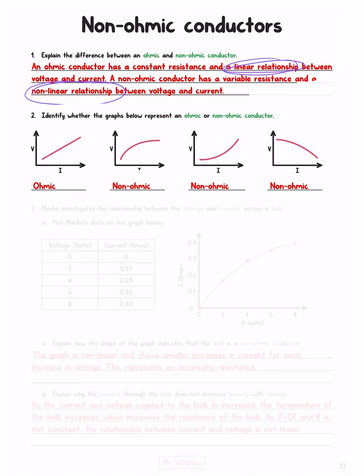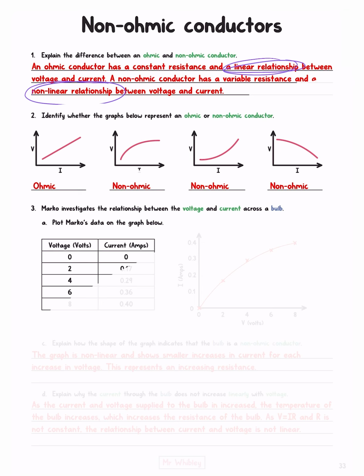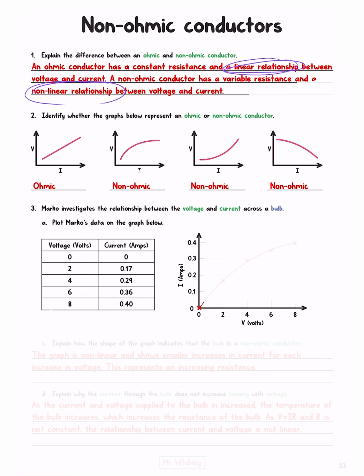Question 3. Marco investigates the relationship between the voltage and current across a bulb. Plot Marco's data on the graph below. And so we have our data, our voltage and our current, and we are to plot it on this graph of current versus voltage. Plotting those points, we get a nice curve.